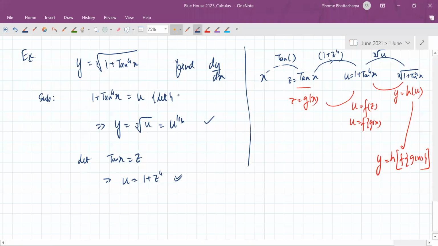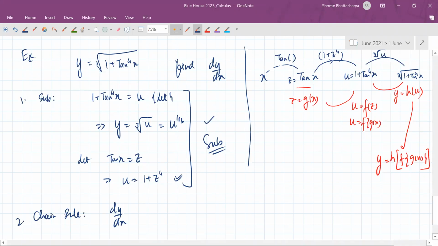Okay, so now the chain rule will accordingly have step 1, we've done the substitution. This was our substitution. Now the second step is the chain rule step. So dy by dx, how will I find it out? Go back to the beginning of the chain. So y has been expressed in terms of what? u. So y is a relationship with respect to u.